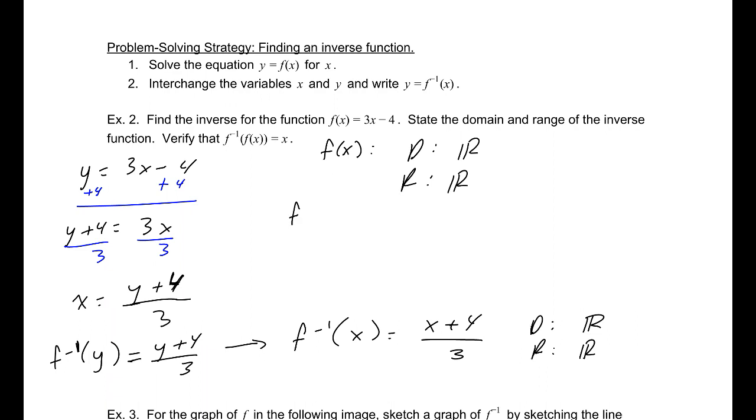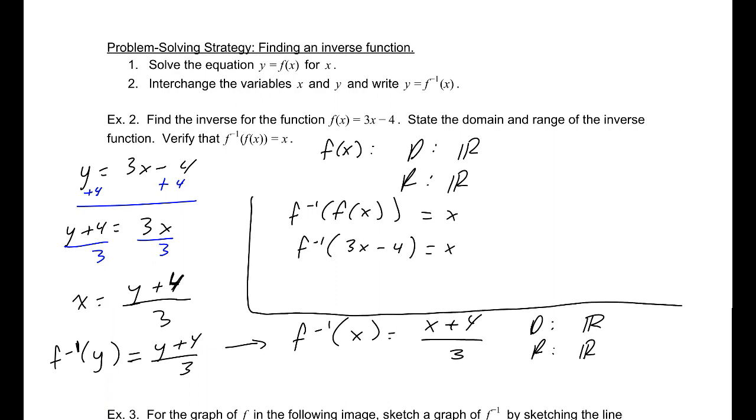Okay, so f inverse of f of x equals x. F inverse is (x + 3)/4. F of x is 3x - 4. So we're going to take f inverse of 3x - 4, which is going to be, let's keep this separate, (3x - 4 + 4)/3. There's my input. Now this will be 3x over 3, which is x. And since that is x, that guarantees that algebraically these two are inverses of each other.